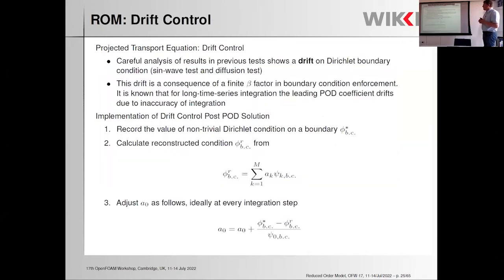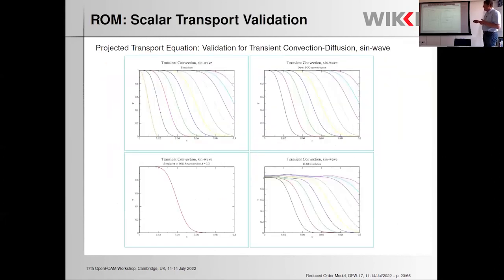Okay, so what I notice in this part is that my solution drifts. As I'm doing a reduced order model, the value on the boundary will wobble about. And that's how I found out that I need to have a stabilization for the inlet boundary condition.